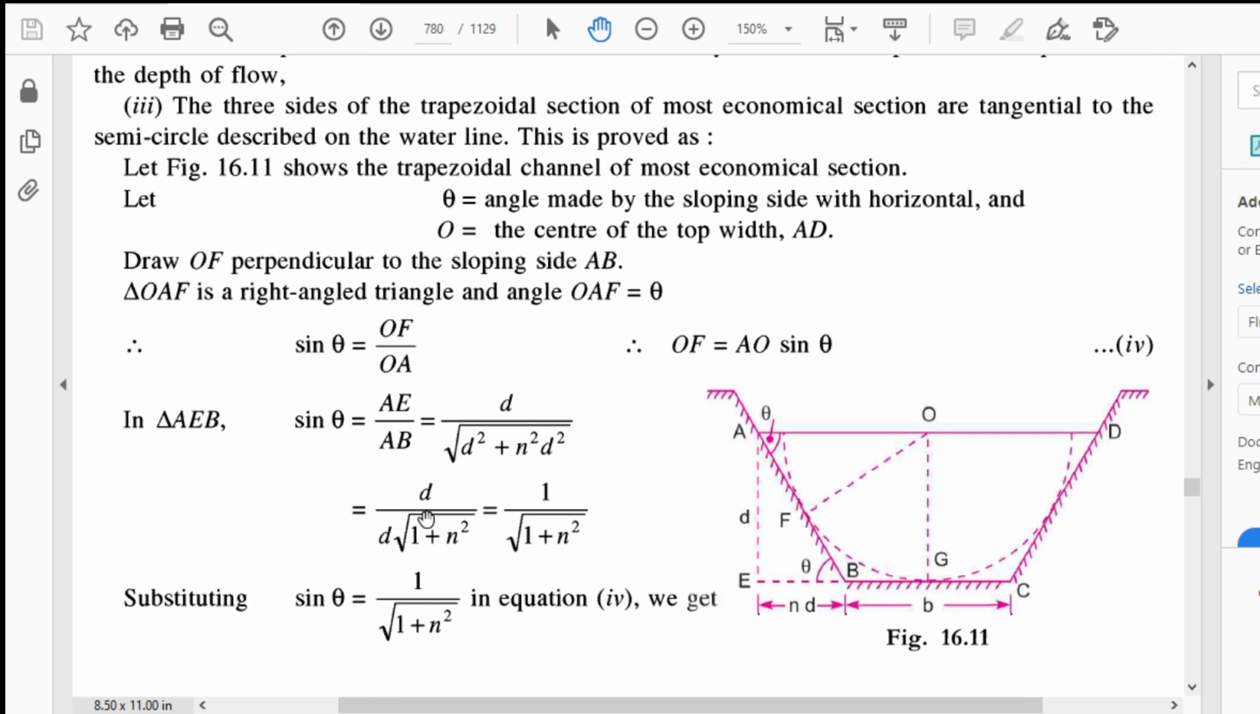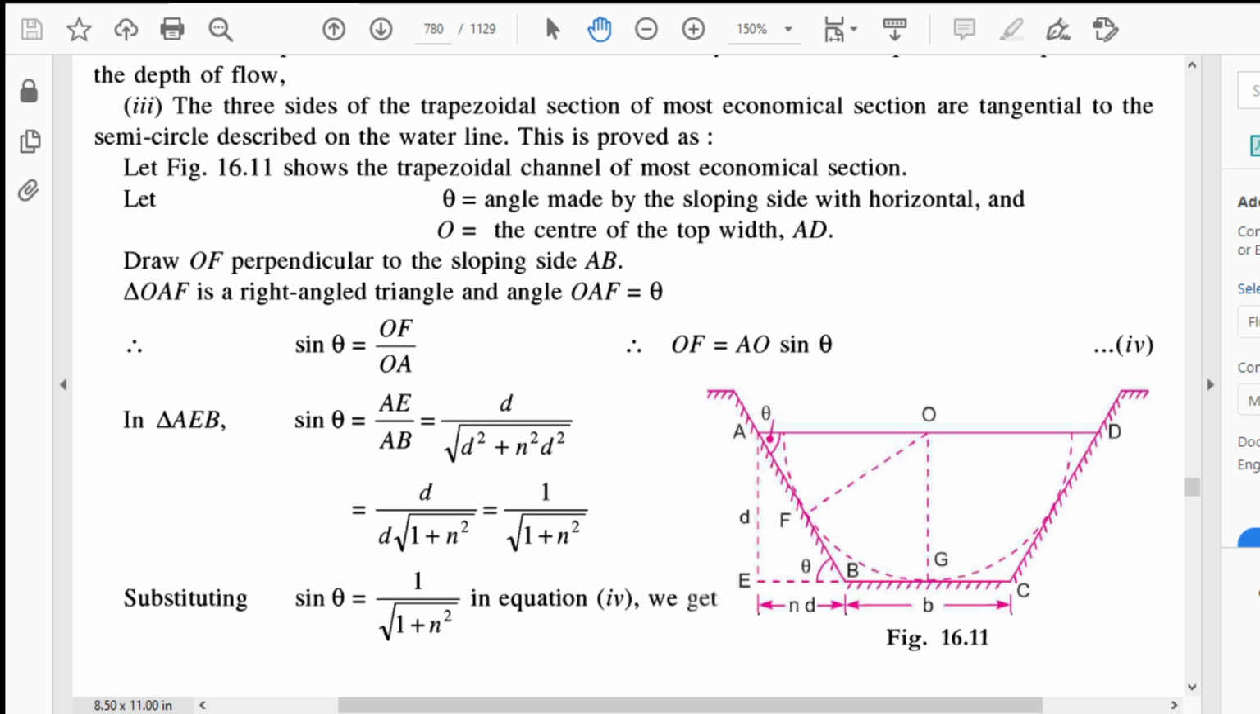And the third condition is, if we draw a semicircle inside the channel section, then the sides of that trapezoidal section will be tangential to the semicircle. If we draw a semicircle inside that trapezoidal section, the three sides of the trapezoidal section will be tangential to the semicircle.